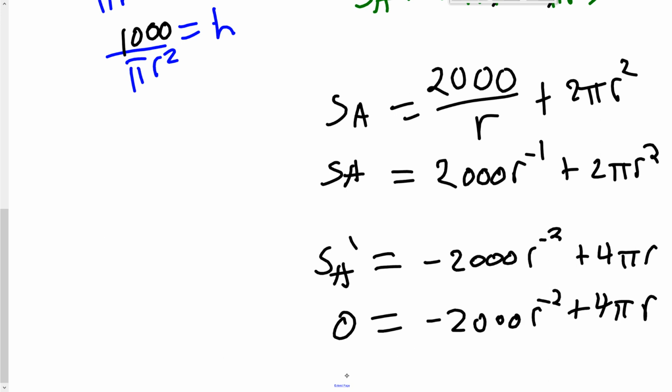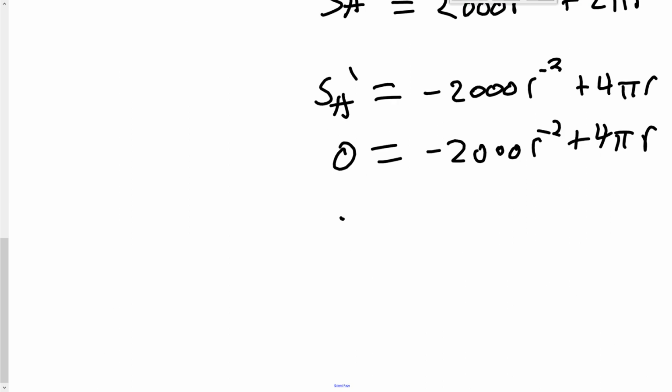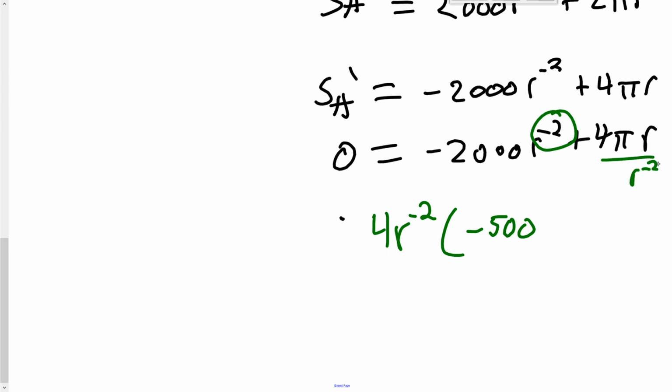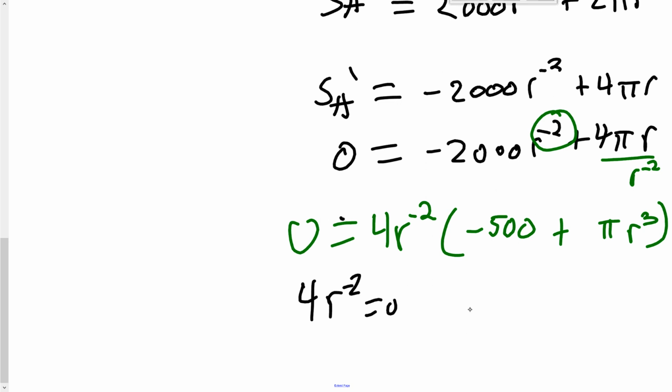And then since these both have r's in them, we can factor out an r. But I want to factor out the smallest r, so I want to factor out r to the negative 2. And I could probably factor out a 4 as well, right? So that would be negative 500. No more r's, because r to the negative 2 would cancel. And then here, when I divide by r to the negative 2, it's going to be an r cubed. Oh, that 4's gone. I factored that out. Okay, and that's set equal to 0. So then we can set each of those equal to 0. So 4 r to the negative 2 equals 0, and then negative 500 plus pi r cubed equals 0.